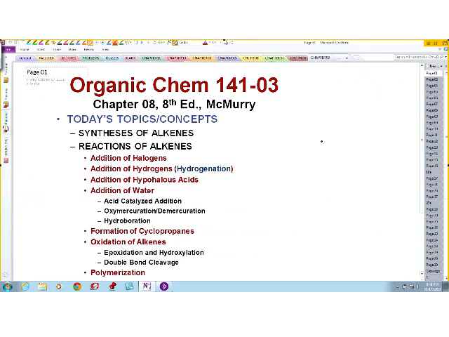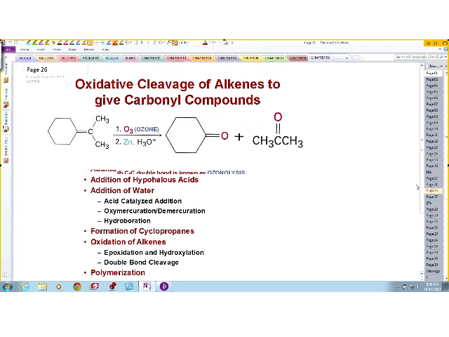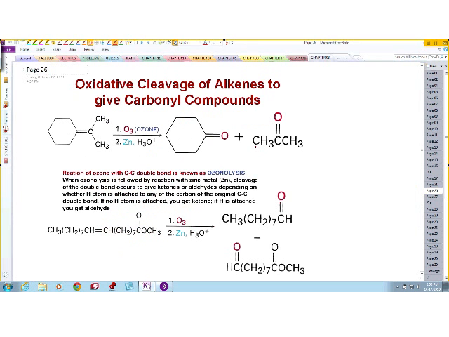Okay, when we left on Tuesday, we were discussing the reactions of alkenes. So what I want to do is follow that sequence of activities. I believe I gave you reaction number 4 before we left, right? So let me now start with number 5. Number 5 is what we call oxidative cleavage.